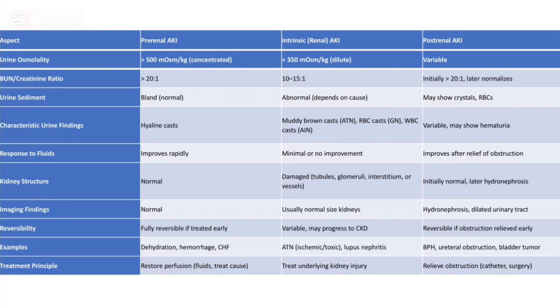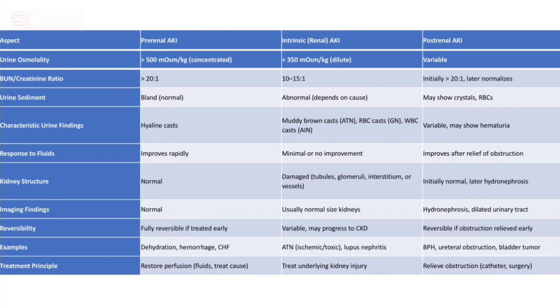Response to fluid therapy. Prerenal AKI improves rapidly with fluid resuscitation because restoring perfusion corrects the underlying problem. Intrinsic AKI shows little or no immediate improvement with fluids, as structural damage must heal over time. Postrenal AKI improves after relief of obstruction, like catheterization, as the back pressure is eliminated.